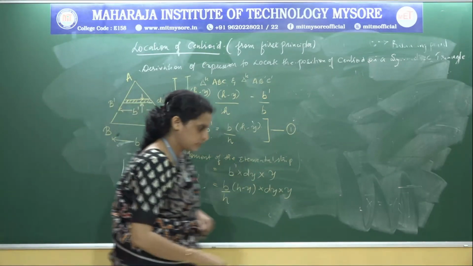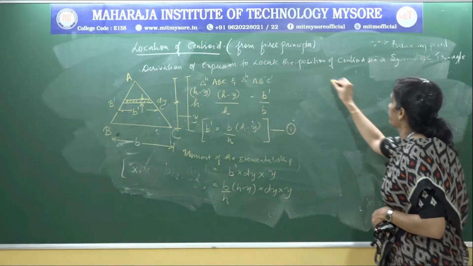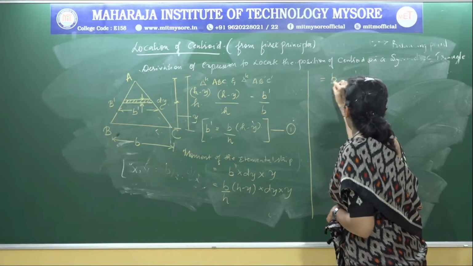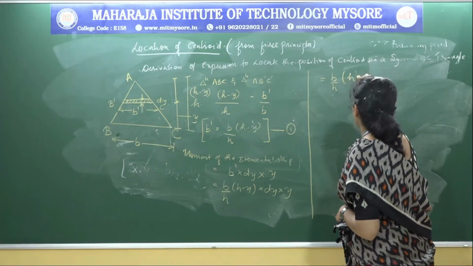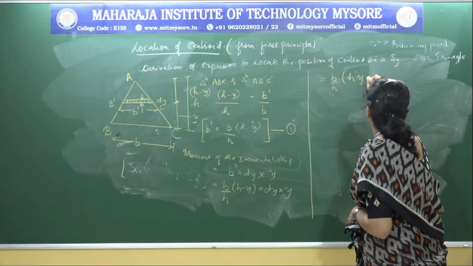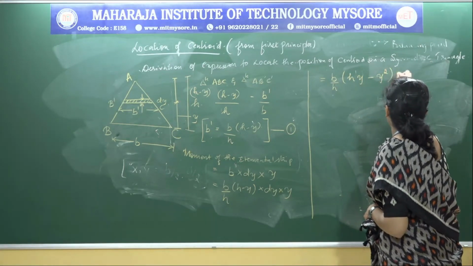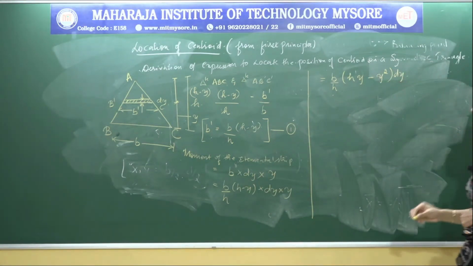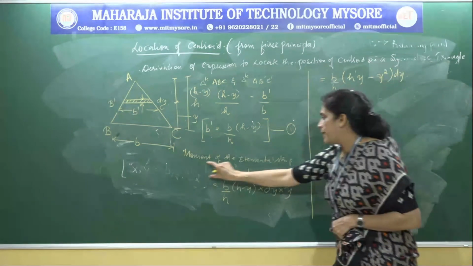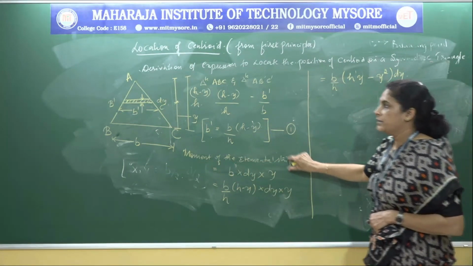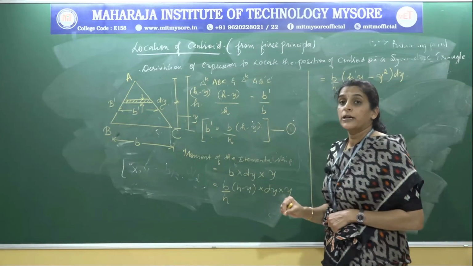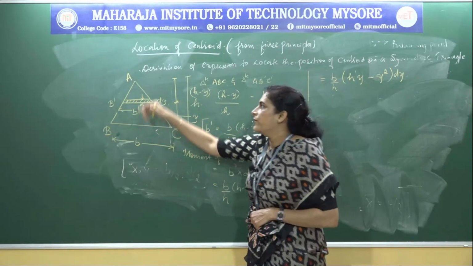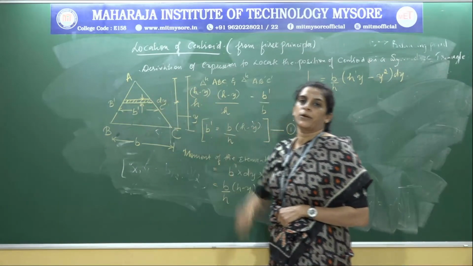So now b by h into h y minus y square dy. So upon opening the brackets, we get this expression. This is the moment of the elemental strip, means the single strip. But all we want is for the overall area, wherein we have divided into many number of strips.